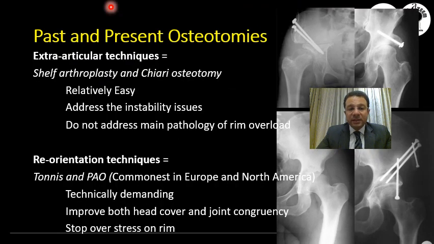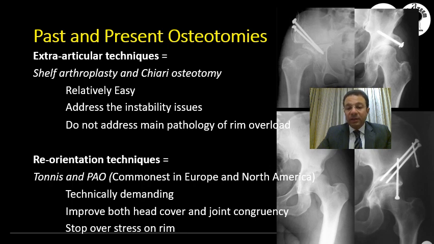Treatment of acetabular dysplasia usually relies on a procedure that will cover the uncovered head. In literature, this was done either by extra-articular techniques without opening the capsule, using a shelf arthroplasty or a Chiari osteotomy, and these are relatively easy. However, they address only the problem of instability, and they do not address the main pathology of the rim overload.